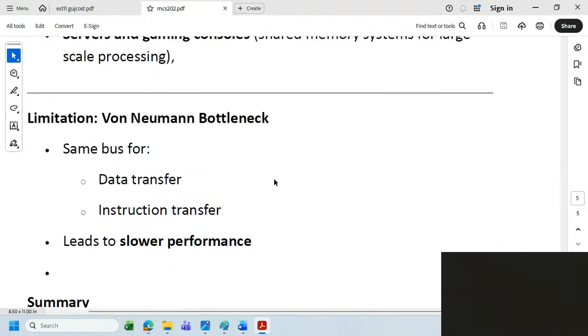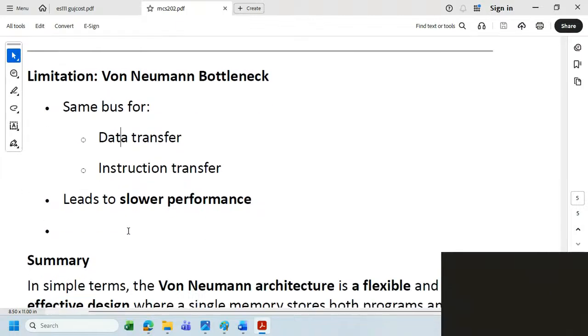Limitations are also attached with this von Neumann architecture. This limitation is called the von Neumann bottleneck. The limitation is that it uses the same bus for data transfer and instruction transfer, means input and output travel through the same route, which may lead to slower performance. This is the limitation of this architecture.